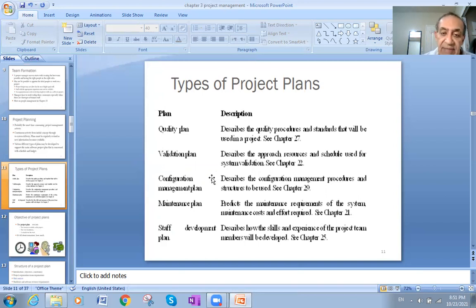Validation plan describes the approach, resources and schedule used for system validation. This is the second type of project plan, validation plan. The third type is configuration management plan. It describes the configuration management procedures and the structure that must be used.